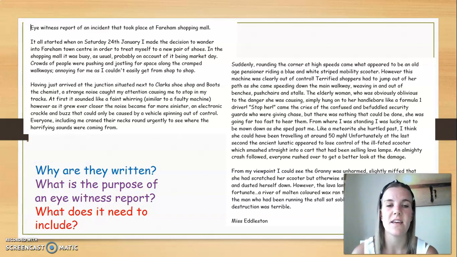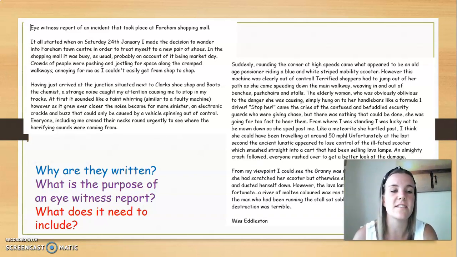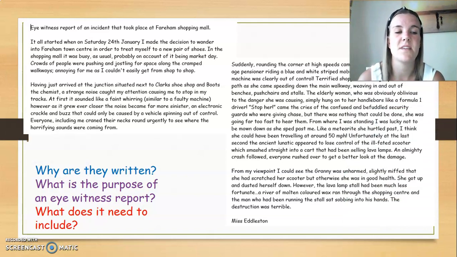Unfortunately, at the last second, the ancient lunatic appeared to lose control of the ill-fated scooter, which smashed straight into a car that had been selling lava lamps. An almighty crash followed. Everyone rushed over to get a better look at the damage. From the viewpoint I could see, the granny was unharmed, slightly miffed that she had scratched her scooter, but otherwise she was in good health. She got up and dusted herself down. However, the lava lamp stall had been much less fortunate.